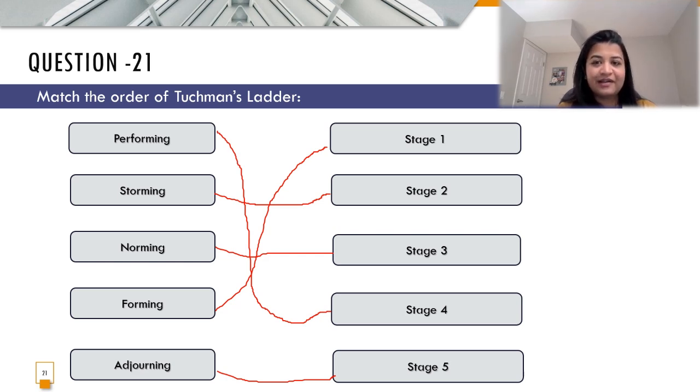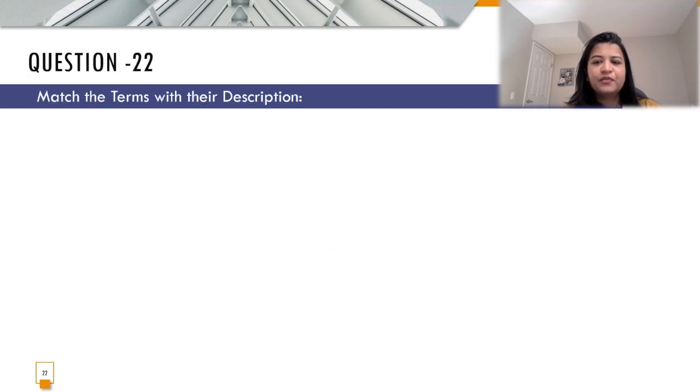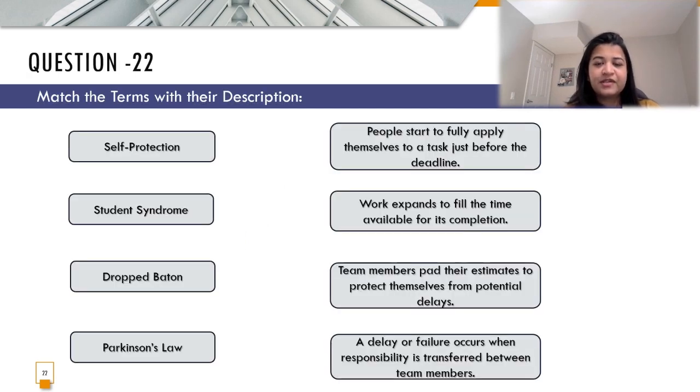In question number 22, we are supposed to match the terms with their descriptions. Make sure you jot these terms down and try to remember Parkinson's law, student syndrome, dropped baton, and self-protection, making sure that you don't make the same mistake again in case you haven't mapped these terms properly. Let us start by first reading the different descriptions given on the right hand side. We say that team members pad their estimates to protect themselves from a potential delay.